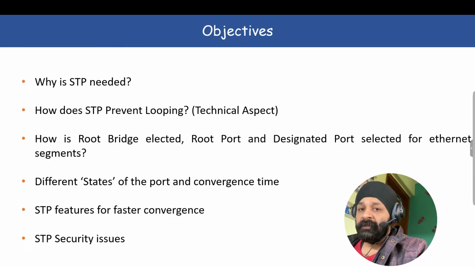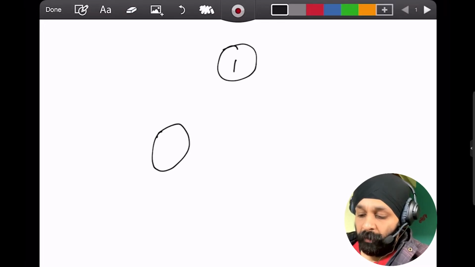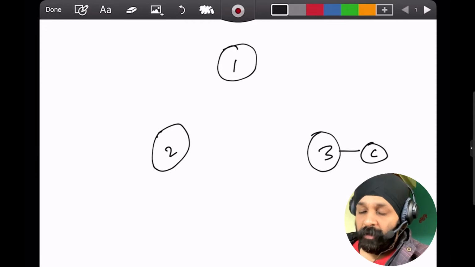And first, let's understand why do we need STP. So let's say our network has three switches, switch 1, switch 2 and switch 3, and there is a client connected on switch 3. Now it wants to send certain data to a client maybe on another switch. We don't know which switch it is. So what happens on switch 3?